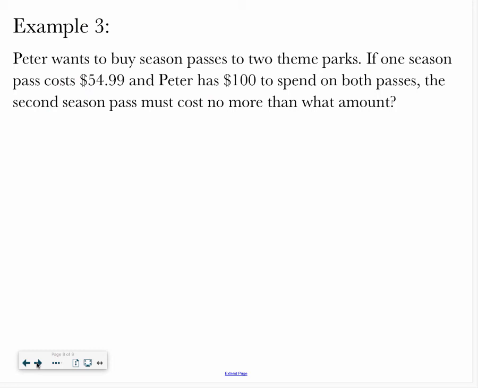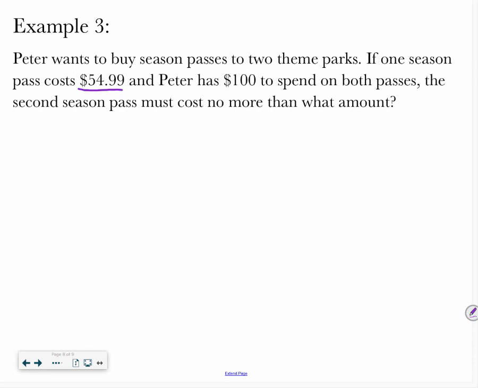Let's look at our last example. We have Peter wants to buy season passes to 2 theme parks. If one season pass costs $54.99 and Peter has $100 to spend on both passes, the second season pass must cost no more than what amount? Okay, so Peter has a total of $100 and he wants to buy a ticket for 2 different theme parks. We know that one of the prices is $54.99, but we don't know how much the other one is. Maybe he hasn't picked out a second place yet. So we want to figure out how much he can spend on that second ticket.